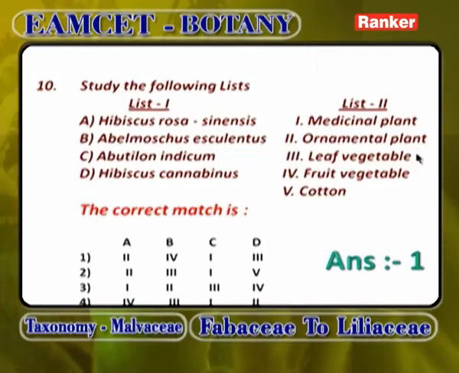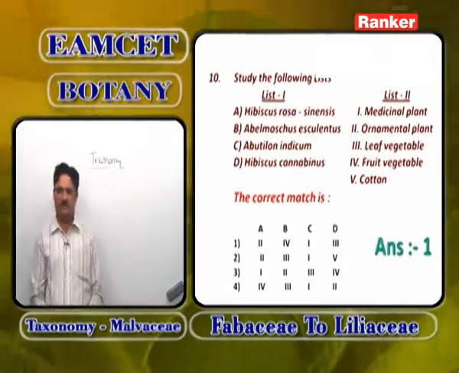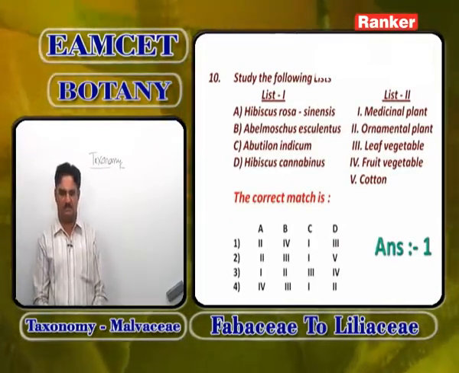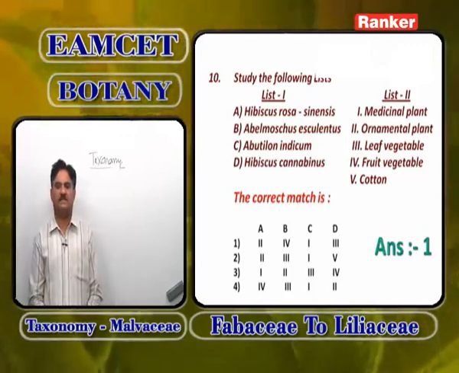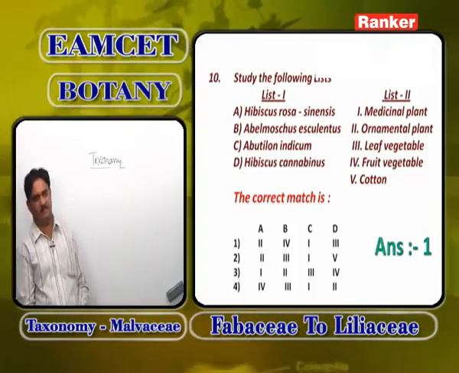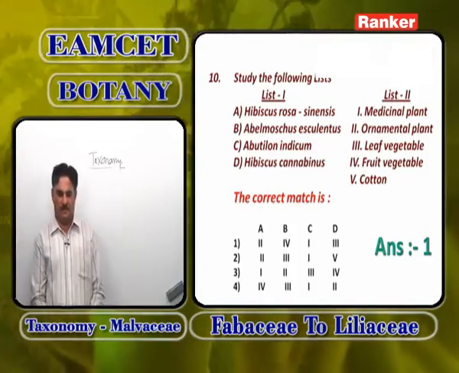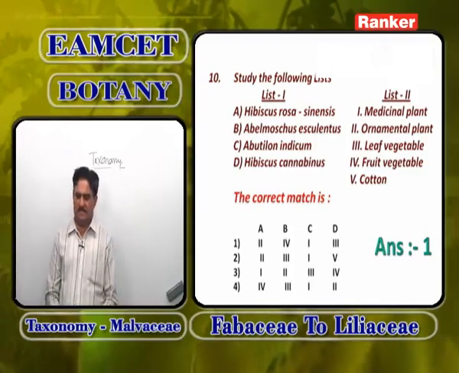So Hibiscus rosa sinensis is an ornamental plant grown in gardens for beautification. Abelmoschus esculentum, the fruit is used as a vegetable. The loculicidal capsule fruit is used as a vegetable. This is also important. In Abelmoschus esculentum, the loculicidal capsule is used as a vegetable. In Abutilon indicum, this is basically a medicinal plant.